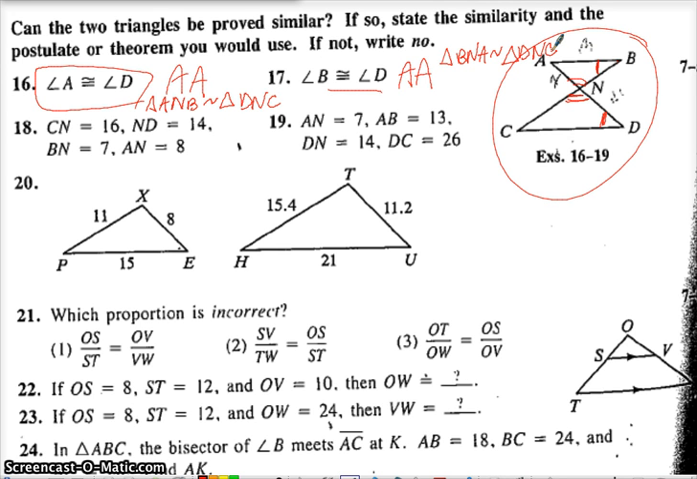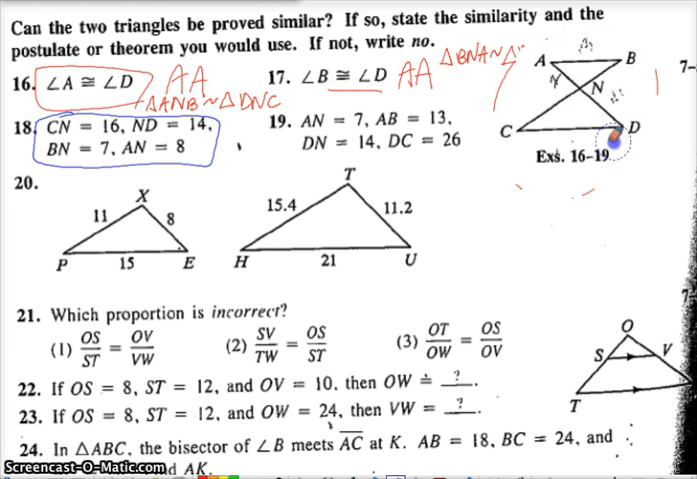Okay, number 18, I'll change colors here. So 18 says if I was given this information. So let me erase what this marks over here. Oops, let's see. So then I would have CN is 16, ND is 14, BN is 7, and AN is 8. So I have 16, 14, 7, and 8.